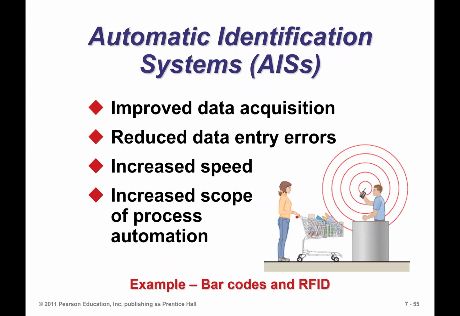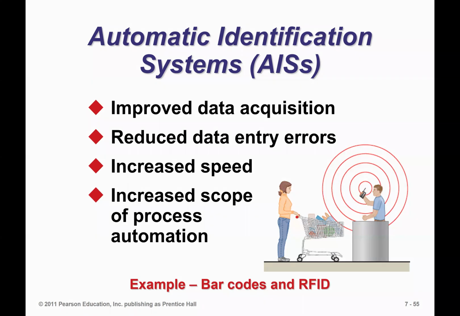The automatic identification system improves data acquisition. This is one way to scan. You have barcodes on it, I believe. Yeah, barcodes and RFID, and you know, scan like in the supermarket, right? So it improves your data acquisition, reduces data errors, increases speed, and increases the scope of process automation.